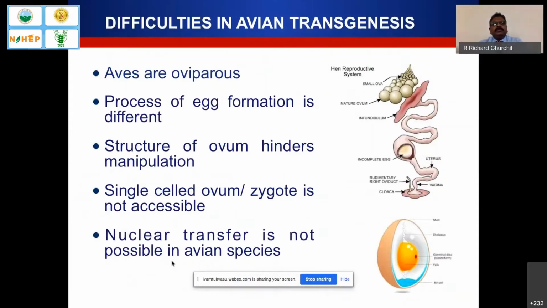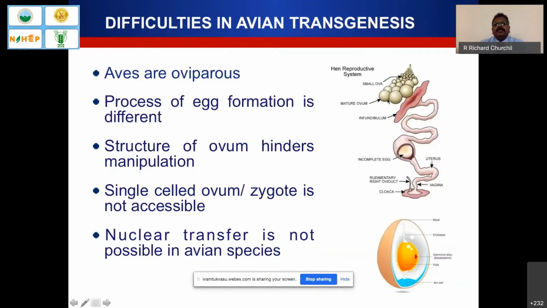Now, not everything is good. In avian transgenesis there are many difficulties, because poultry is oviparous: it produces an egg inside its body, and it lays, and the chick develops outside the body. And the egg formation is also different.